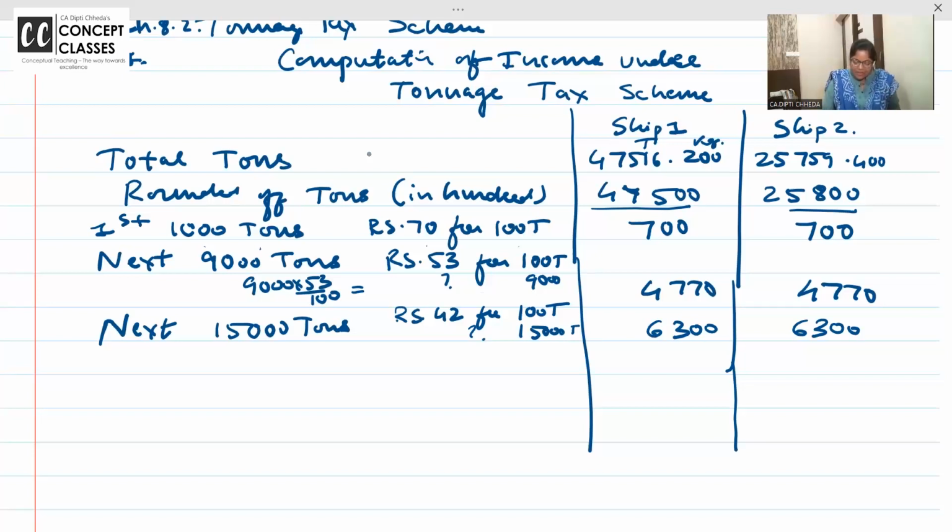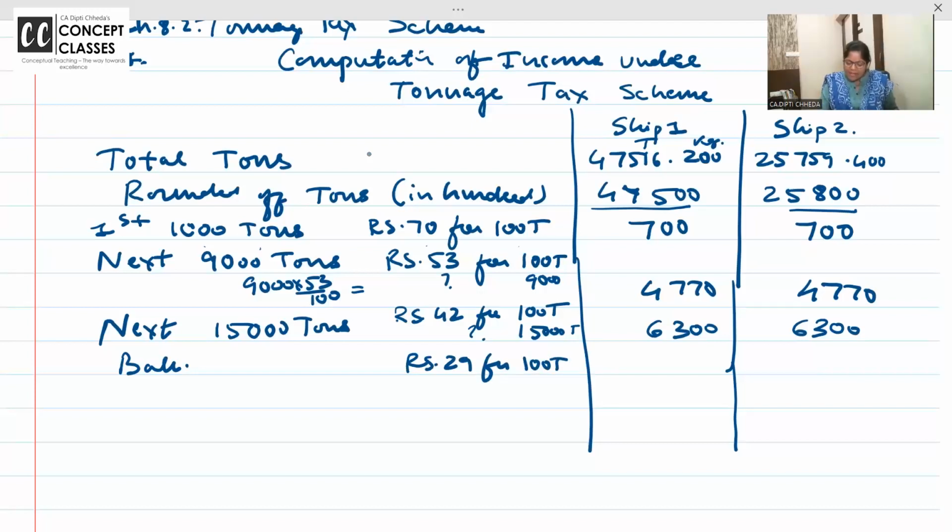Easy. So till how many tons are over? First 1,000 at 70. Next 9,000 at 53. Next 15,000 at 42, that is 1,000 to 10,000, then 10,000 to 25,000. And now it is 29 for the balance. Balance is ₹29 for 100 tons.